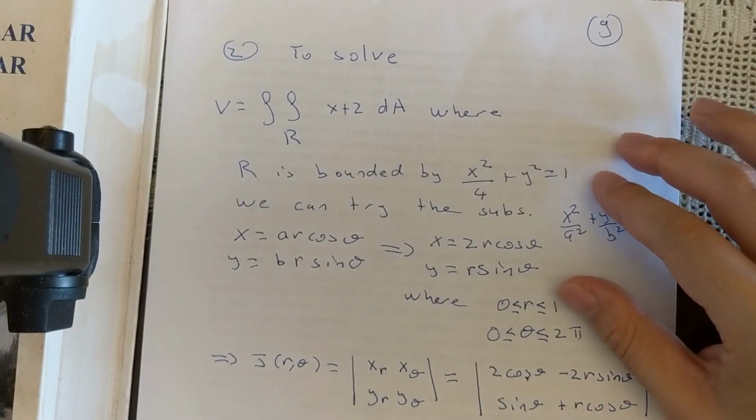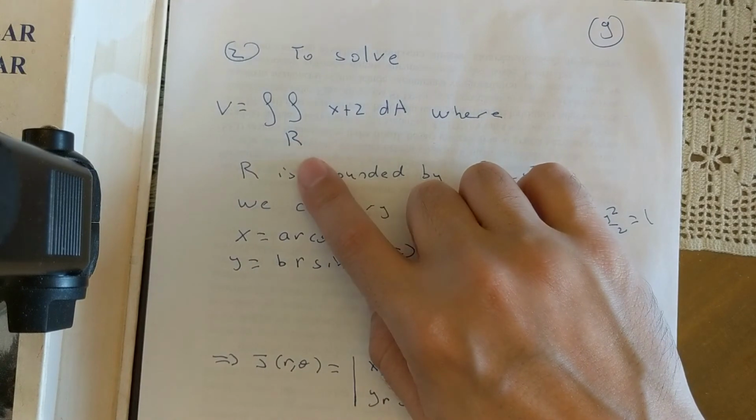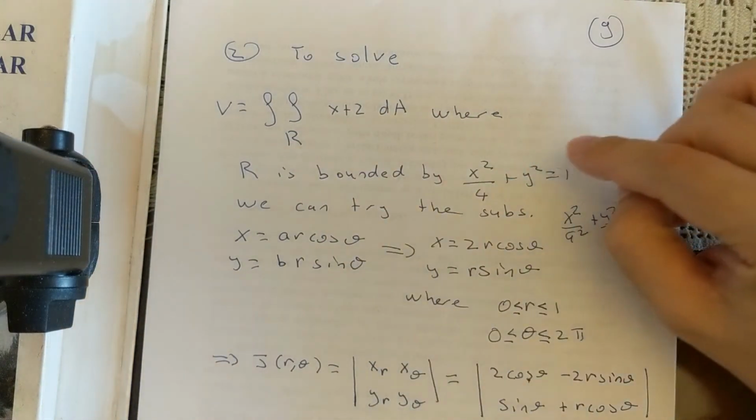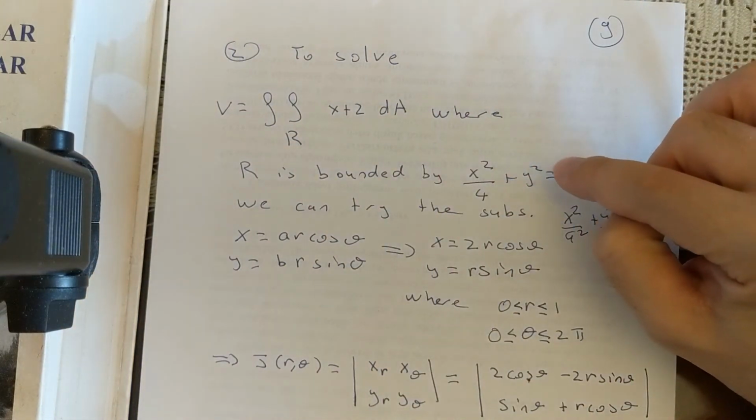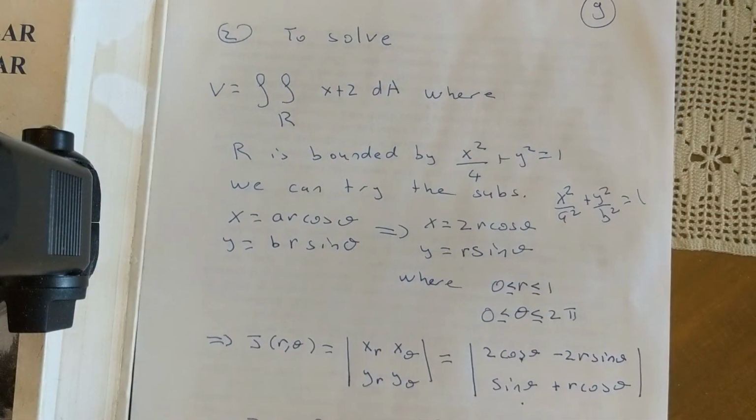Let's try to do it. So again, we were trying to do this integral of x plus 2 over the region x squared over 4 plus y squared equals 1, over the ellipse. We were trying to do this.